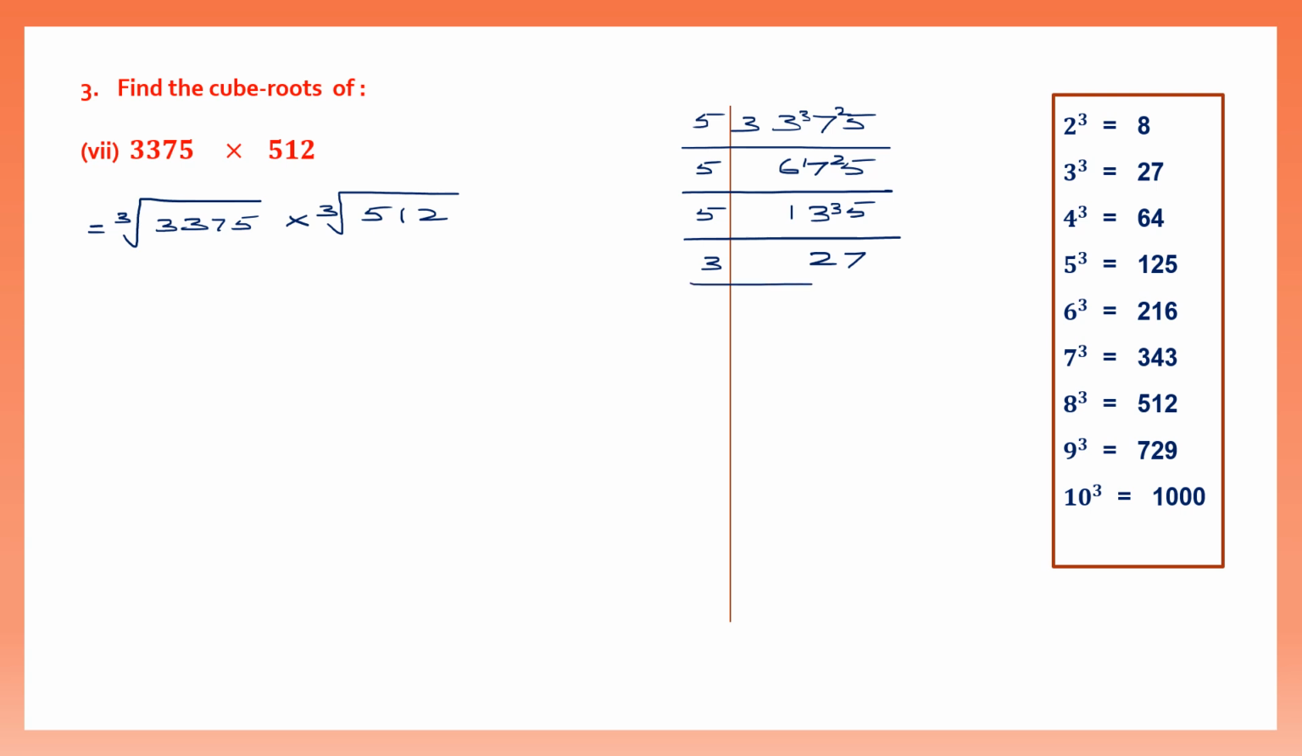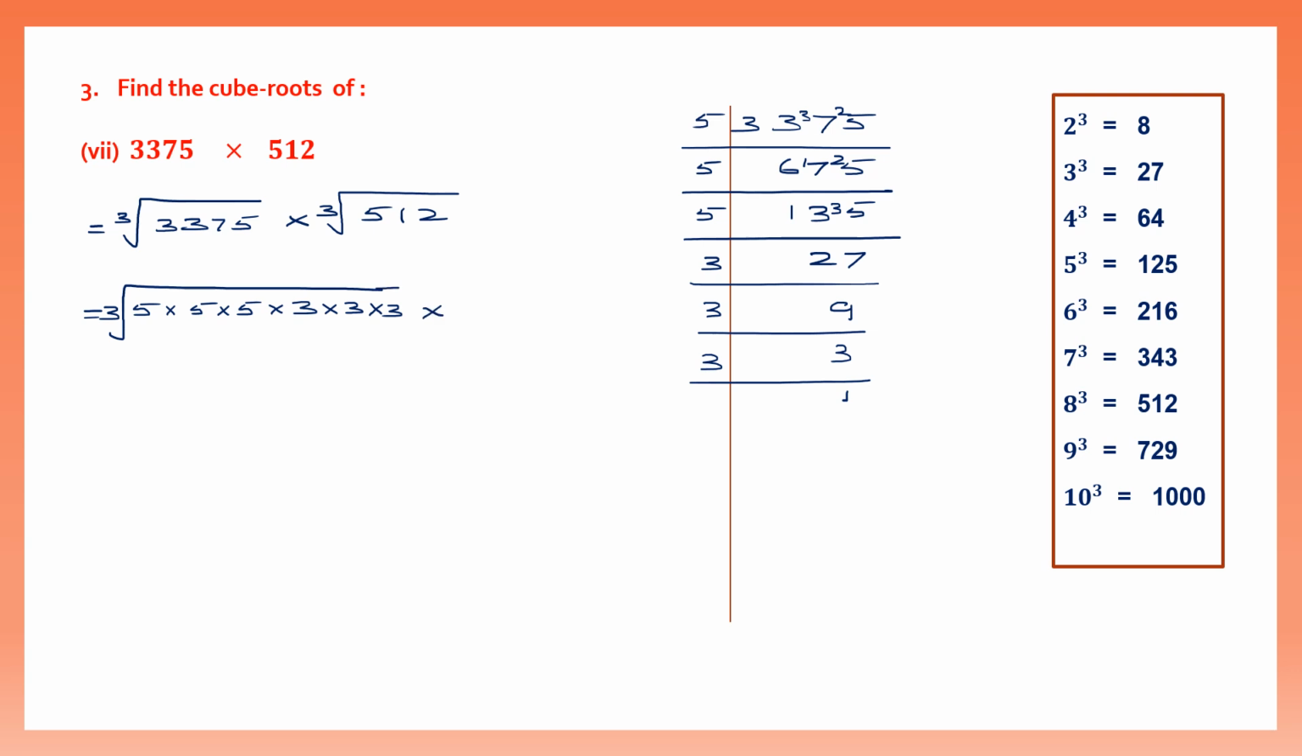Now we have to take 3. 3 nines are 27. Then we have 3 threes are 9. And then we have 3 ones are 3. So now let's write all the prime factors of this number inside this. So that is, we have 3 fives, 5 into 5 into 5. And we have 3 threes, 3 into 3 into 3.